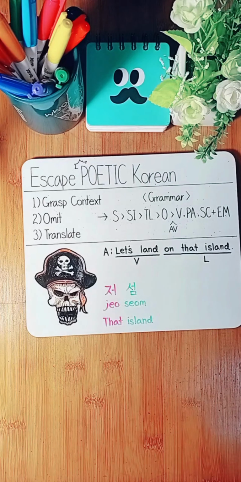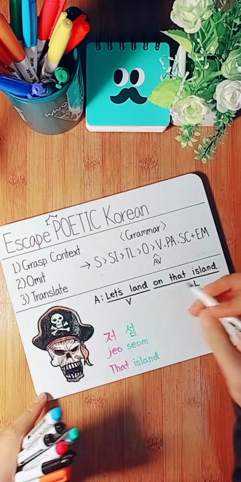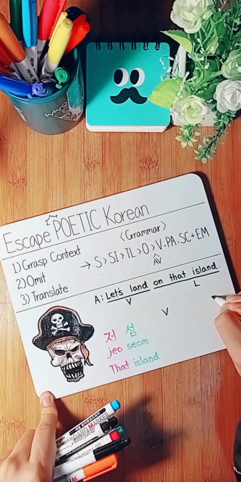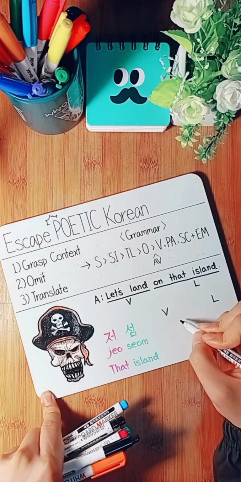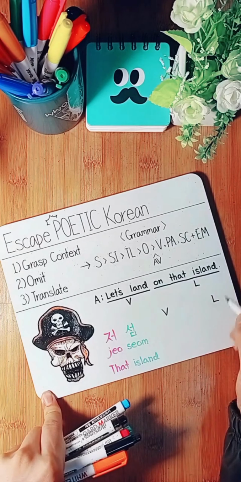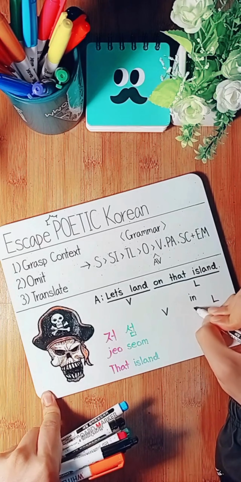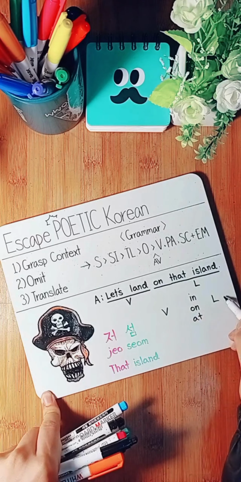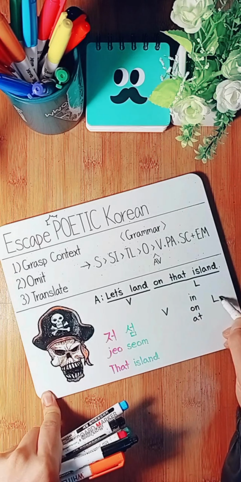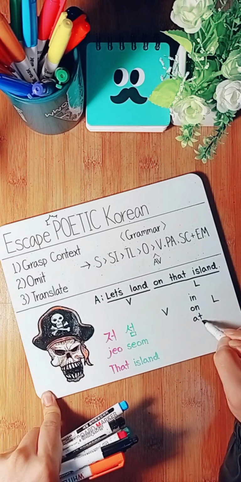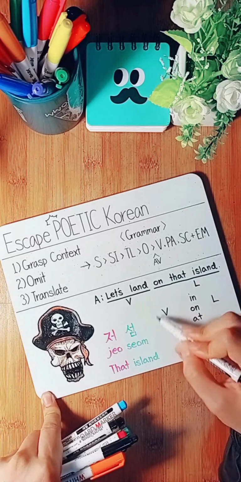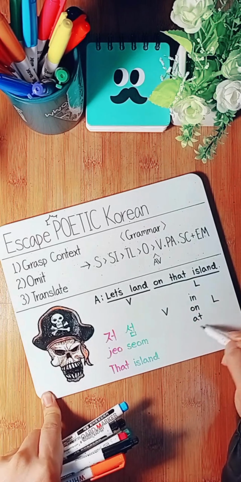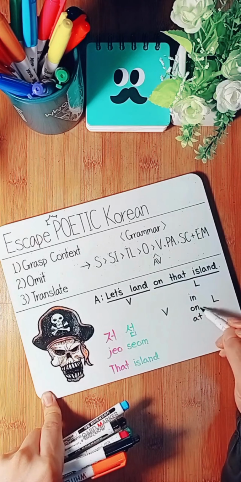Okay, so 저섬. Now we have to figure out how to say on. Let's take a look at English first. In English, when you have a verb and a location, usually there's in, on, or at, right? Sleep in this room. Dance on the stage. Let's meet at the restaurant. So when you have a verb and location, you usually have one of these prepositions: in, on, at.